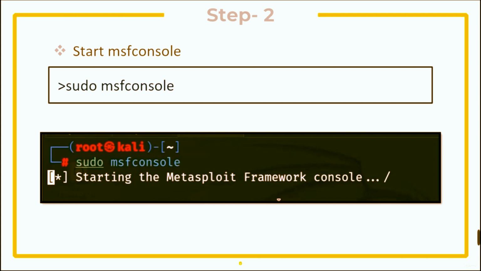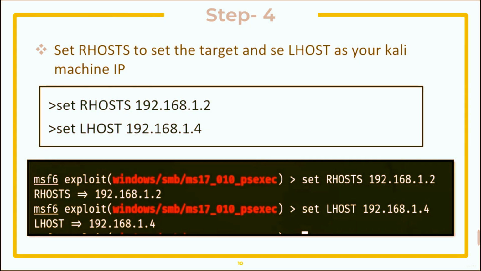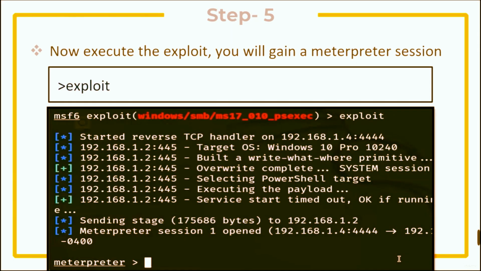The second step is to start MSF console. Now search for the Eternal Blue exploit and use the command as shown to use the particular module. Now set RHOST to set the target and set LHOST as your Kali machine IP. Now execute the exploit and you will gain a Metasploit session.